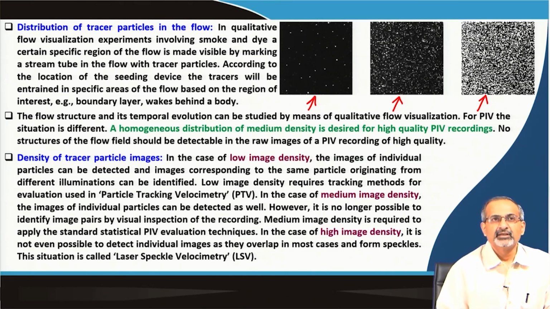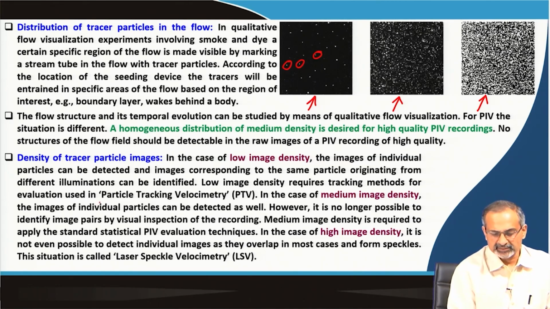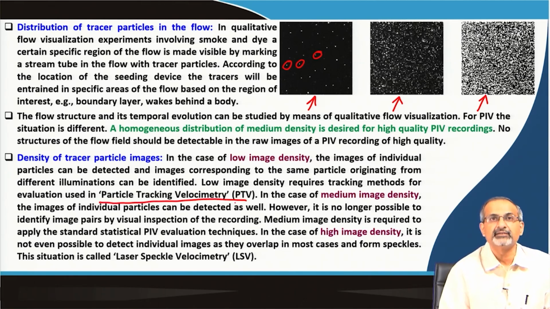What we mean is, the density depends on the number of particles which are visible in the pictures. In the case of low image density, the images of individual particles can be detected, and images corresponding to the same particle originating from different illuminations can be identified. Each one of them you can identify separately. Low image density requires tracking methods, and therefore, such images can be used in methods which are called particle tracking velocimetry.